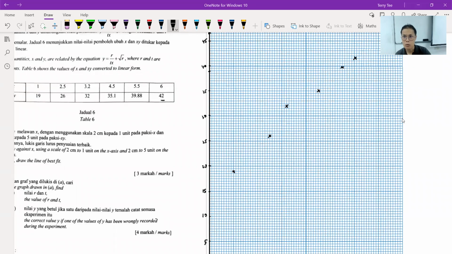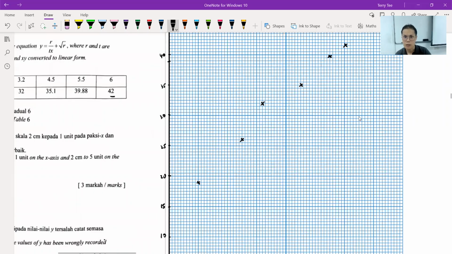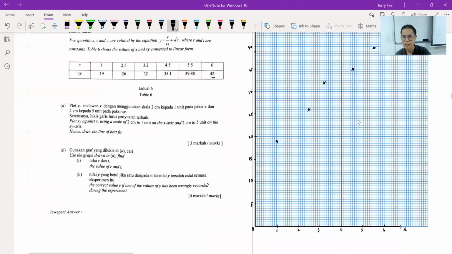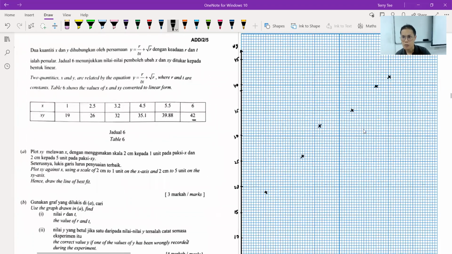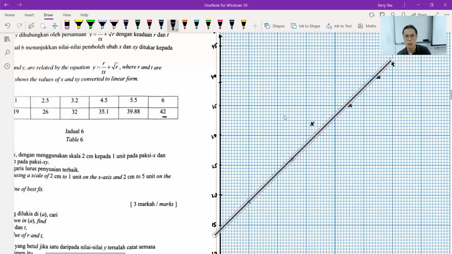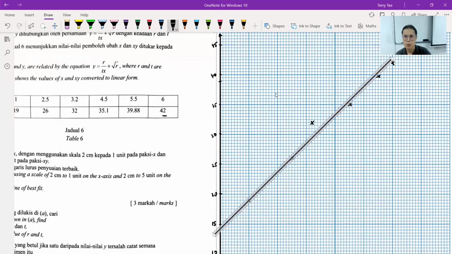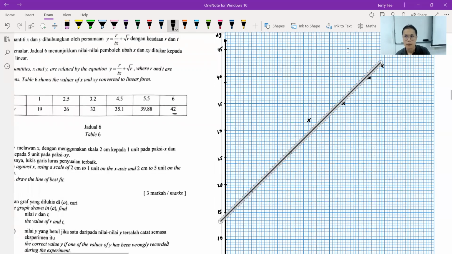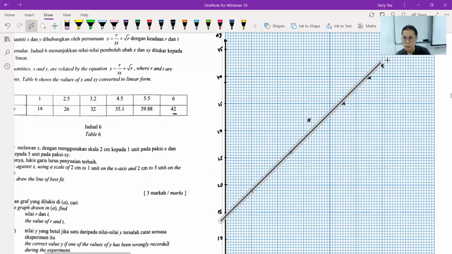Okay. Now let's draw the line of best fit. Again, a bit hard to see. My graph is a bit small. Let me just adjust it a little bit. It's over here. Now let's draw your straight line. We're gonna draw a line like this. We may have to adjust it. Let me zoom out a little bit. Adjust this line. Make sure you pass through as many points as possible.